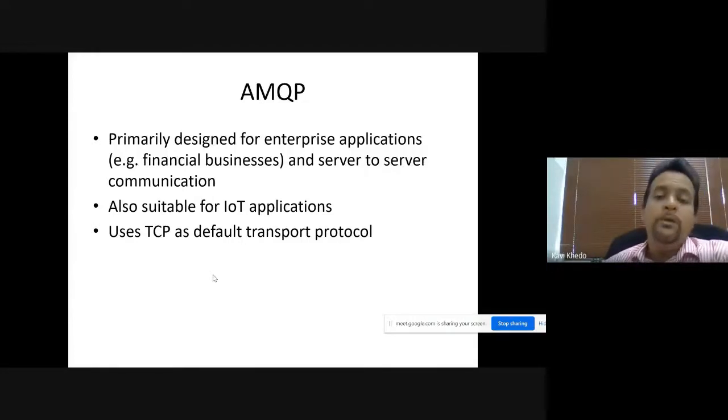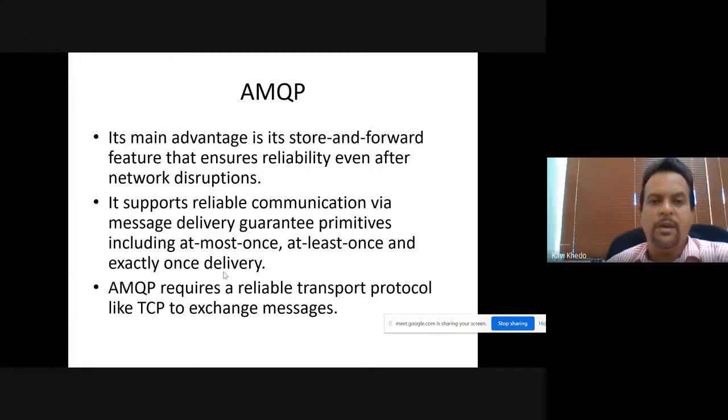You recall also at the transport layer, both MQTT and CoAP were using UDP, whereas here we are still using TCP, which tends to be more heavyweight and complex. This is why we were not using TCP for the other, but this one is based on TCP. It uses TCP as a default transport protocol.